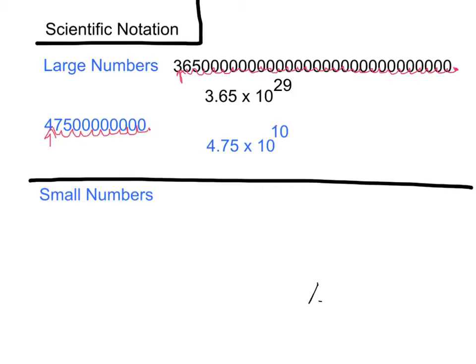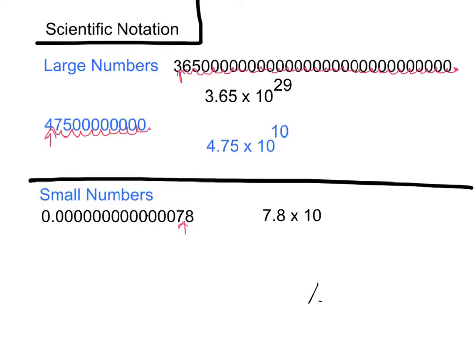Okay, so that works with big numbers, but what about small numbers? We're going to be working with really small numbers, so let's look at one. Okay, so here's our really small number. We're going to do the same thing that we did before. We put one number in front of the decimal, so the decimal is going to need to go right here. So we're going to get the number 7.8 times 10 to some power.